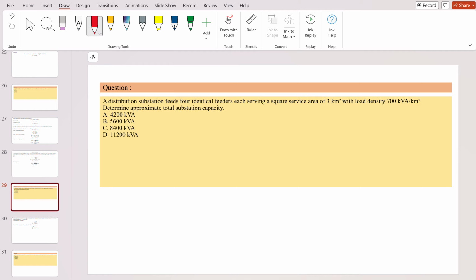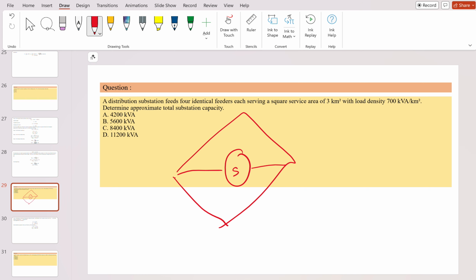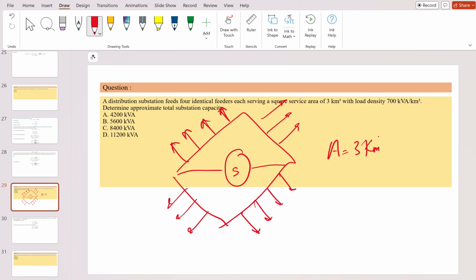Let me move to a good question. This kind of problem also comes up with a distributed substation, where it is seen how many identical feeders there are. There is a square service area, and you have four identical feeders: this is one feeder, a second feeder, a third feeder, and a fourth feeder.